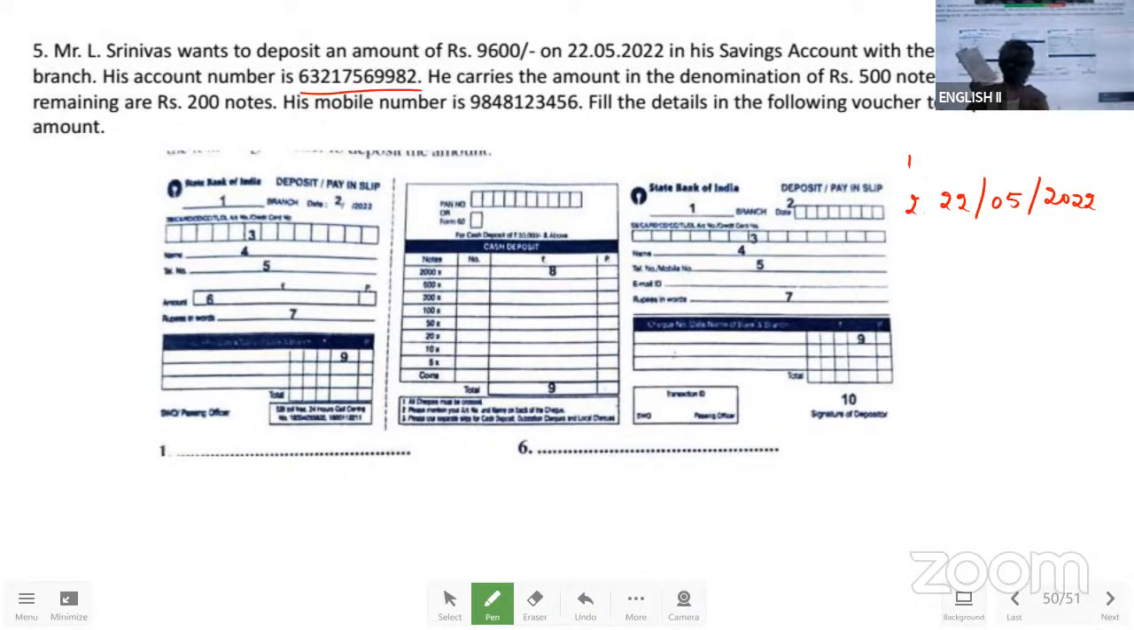Fourth one is the name. Name is, like I said, when Mr. is given, don't write Mr. Just L. Srinivas. Then next, fifth is telephone number. Telephone number is also mentioned. This is the fifth one. Now, sixth one is the amount. What is the amount? 9,600. It is the sixth one, 9,600. 7, in words.